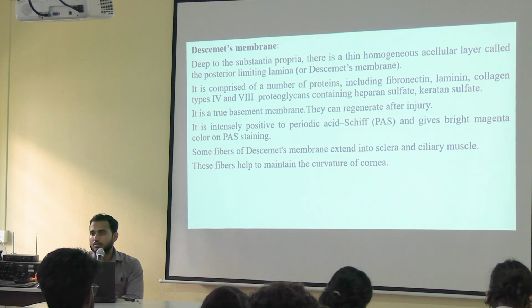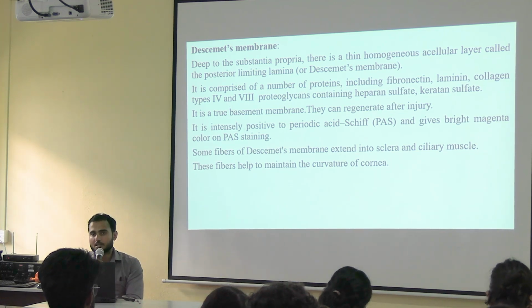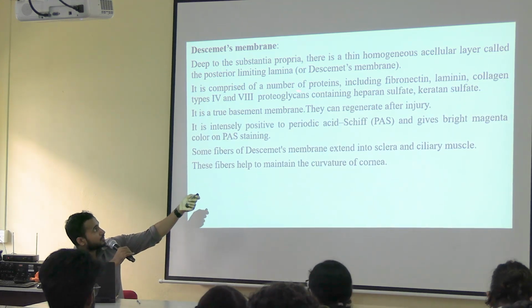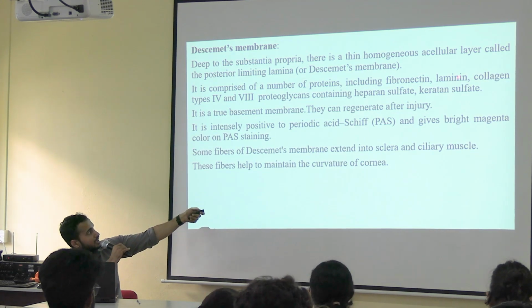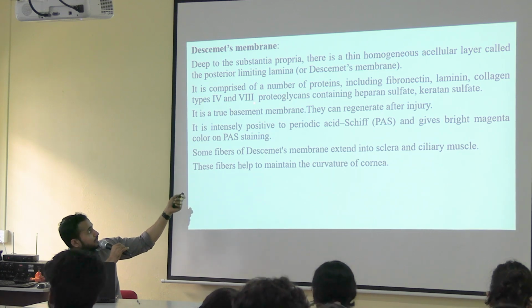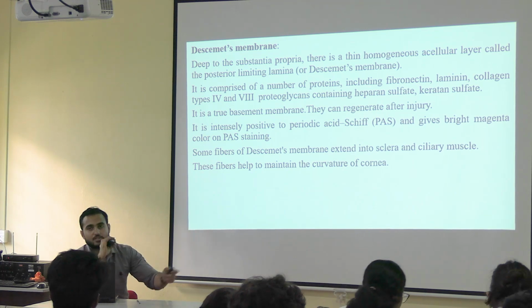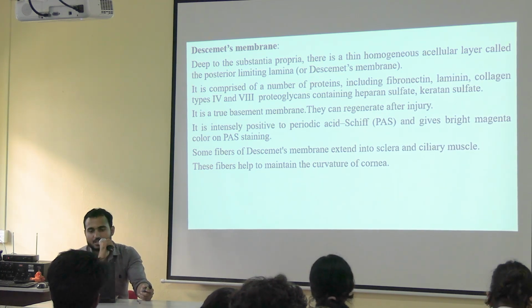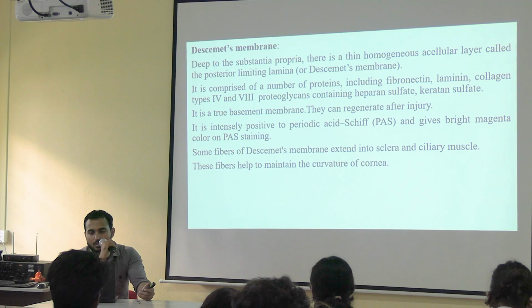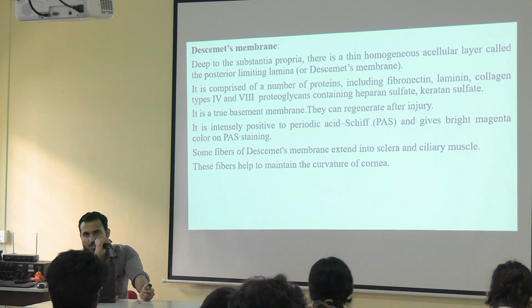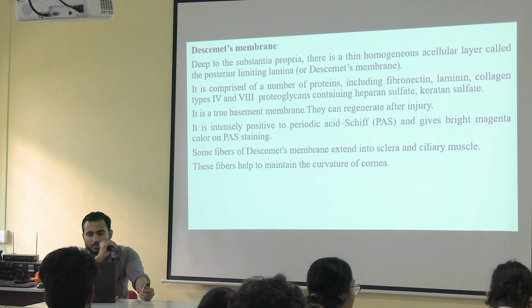So instead of that, what will be there? Different types of proteins are present: fibronectin, laminin, then collagen fiber type 4, type 8, and proteoglycans, heparan sulfate, keratan sulfate. These different types of proteins are present in this membrane, so it is a true basement membrane. Under the periodic acid Schiff staining method, it appears bright magenta.